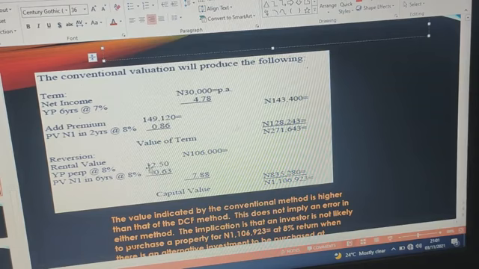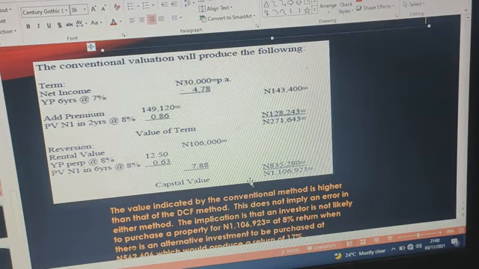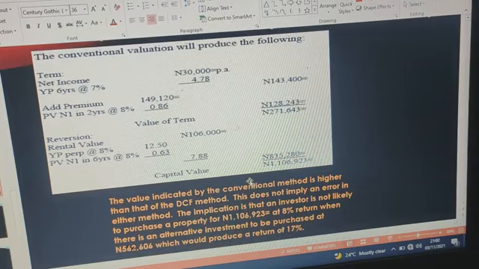N106,000 equals. YP perp at 8%: 12.50. PV N1 in 6 years at 8%: 0.63. 7.88. N835,280 equals. Capital value N1,106,923 equals. The value indicated by the conventional method is higher than that of the DCF method.